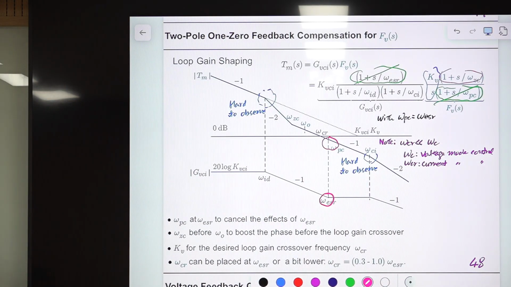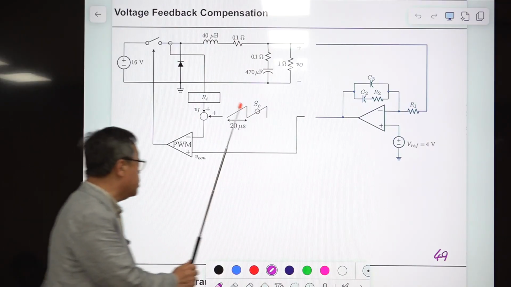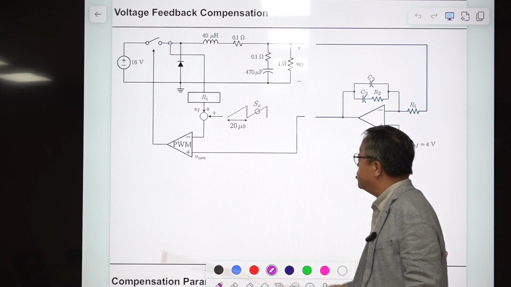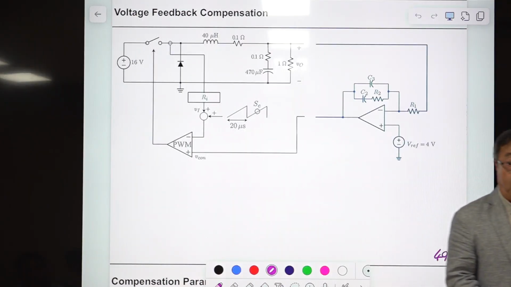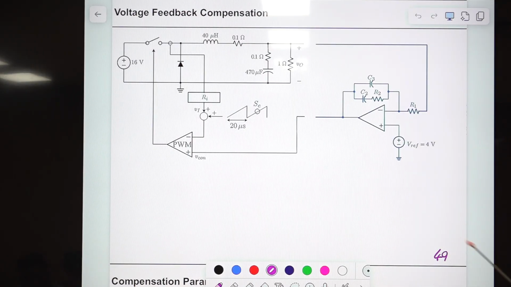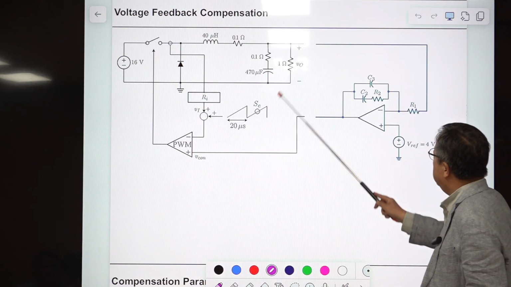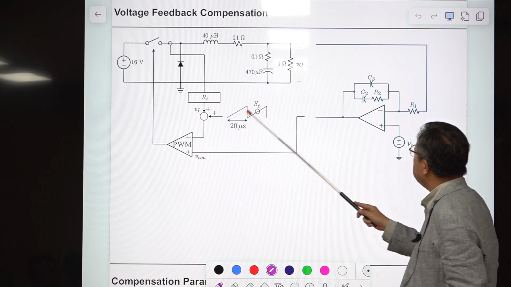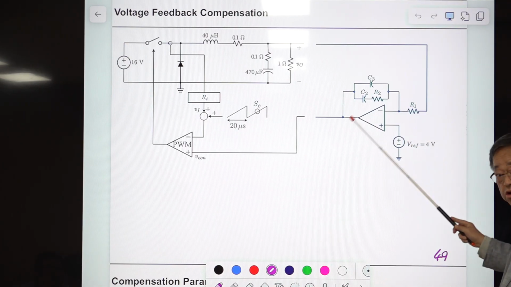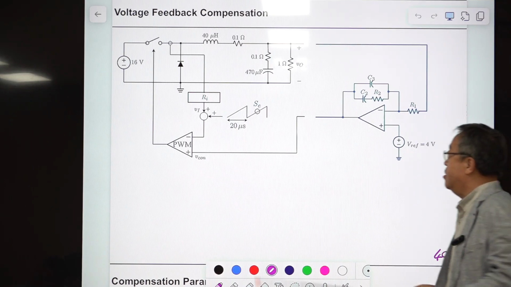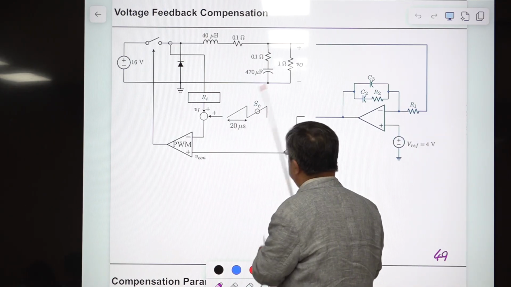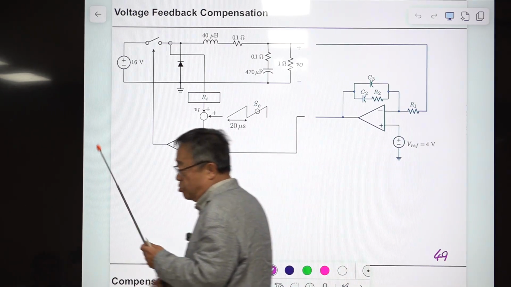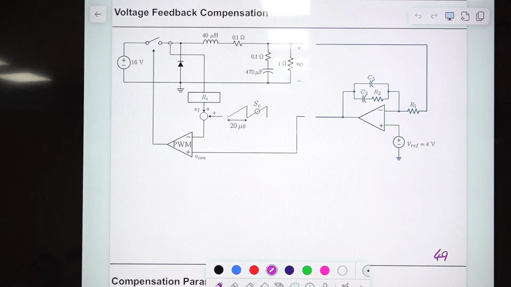Next slide. This slide shows the schematic diagram of a current mode controlled buck converter. This is the power stage, this is the PWM block, and this is the current compensation circuit, the current feedback circuit. First, assume this is disconnected.